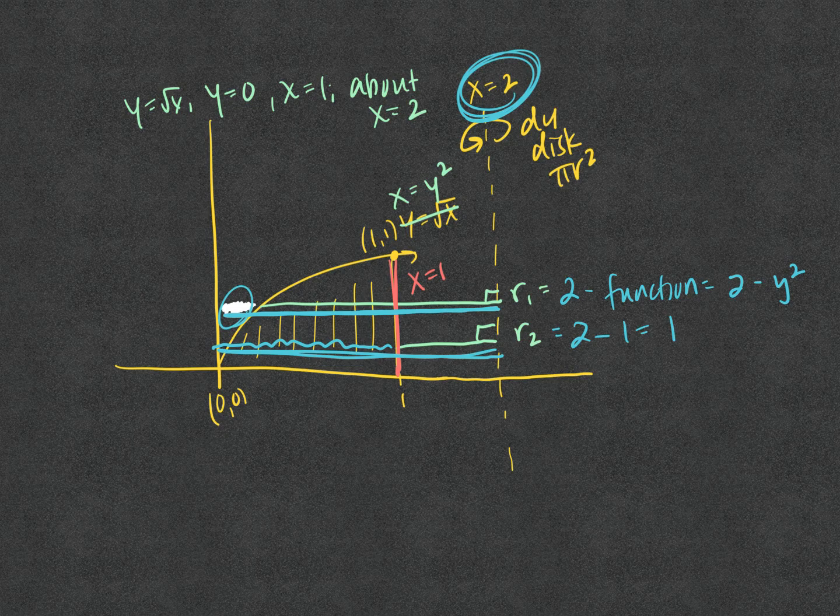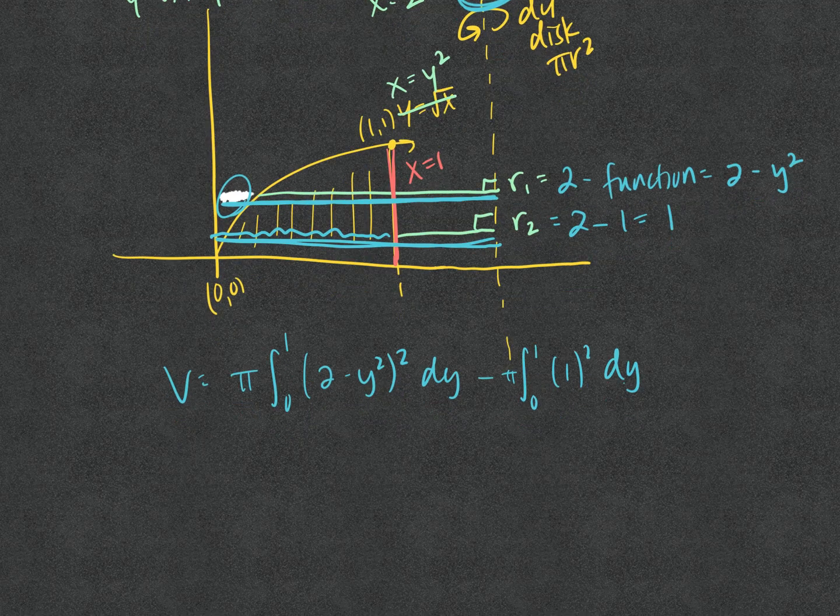So I'm going to summarize this for you in the next section. Let's just keep going. The volume then is pi, the integral from 0 to 1 in terms of y. So my first radius is 2 minus y squared, squared. And I'm going to subtract pi, the integral from 0 to 1. And my radius here is 1 squared with respect to y.